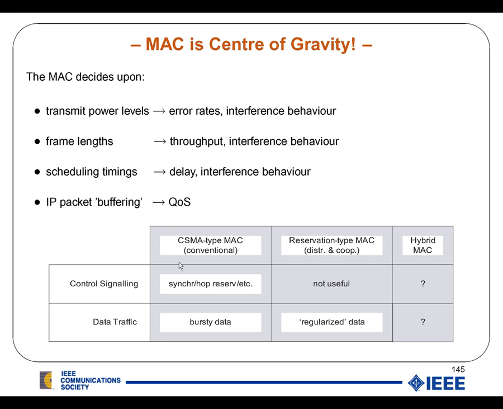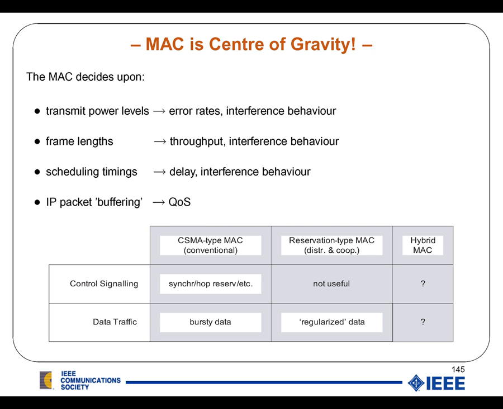And you would also have two large families of medium access control, which are the contention-based, in this case CSMA-type medium access controls, and also the reservation-type medium access controls. And then we may have a hybrid between these two, but let us concentrate on these two. Now I've given this table here where I showed what type of traffic can be accommodated within which type of medium access control.